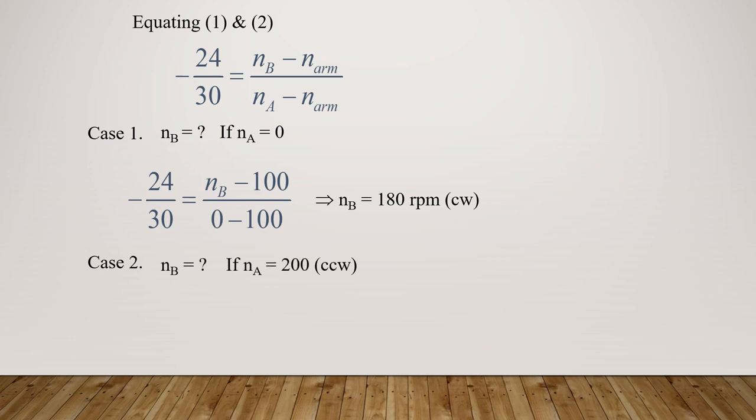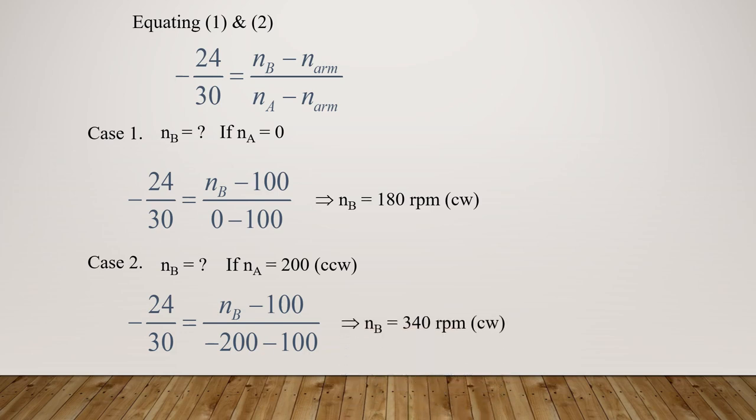Again, you have to find speed of B when NA has 200 rpm counterclockwise direction. So you have to be careful when you substitute this counterclockwise. Whenever counterclockwise is there, we have to substitute with the negative sign. So take again the same relation, minus 24 by 30 equal to (NB minus 100) by (NA minus 100). In place of NA, since it is counterclockwise, you have to substitute minus 200. Solve this, you will get the value for speed of B, that is 340 rpm. Again it is positive, so we will get it is clockwise direction.